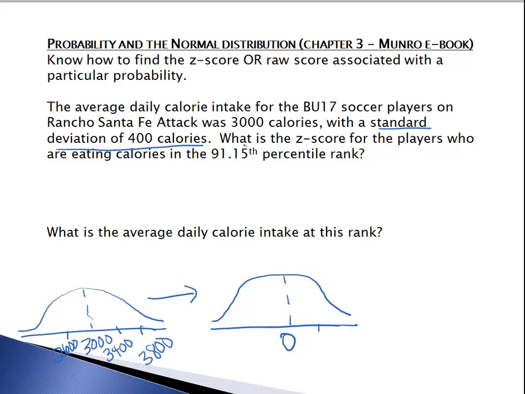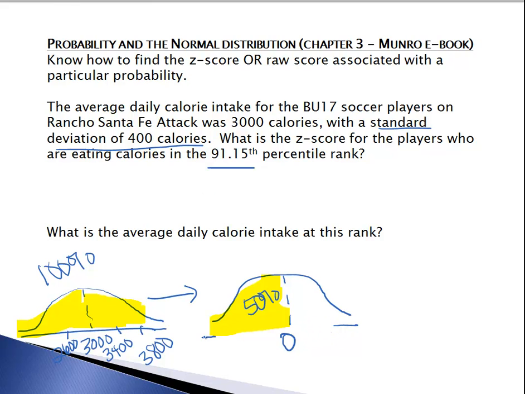Now, this information is asking what is the Z-score for the players who are eating calories in the 91.15 percentile rank? Well, I know that under the curve to the left, the percent of data is 50%. And I know all of the data under the curve is equal to 100%. So 50% is to the left and 50% is to the right. However, I only need to go to 91.15%.